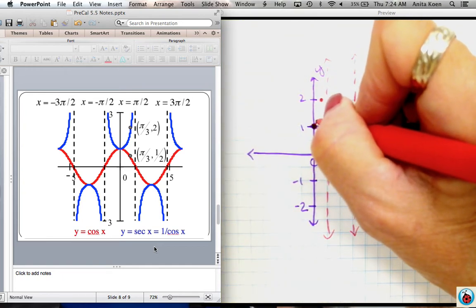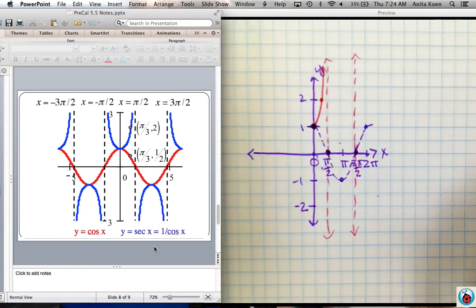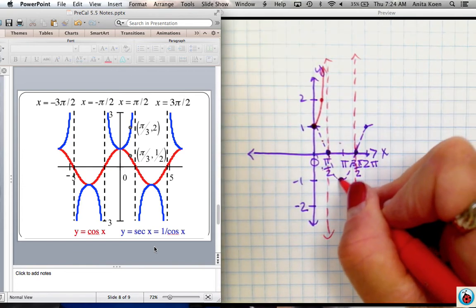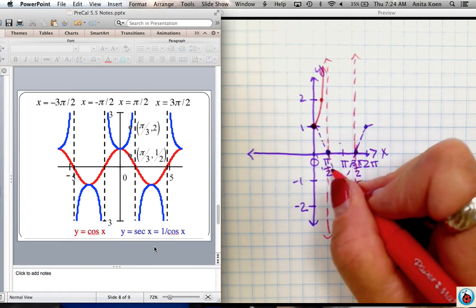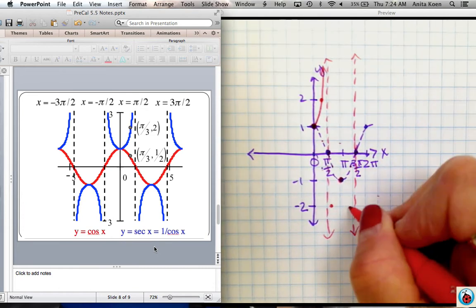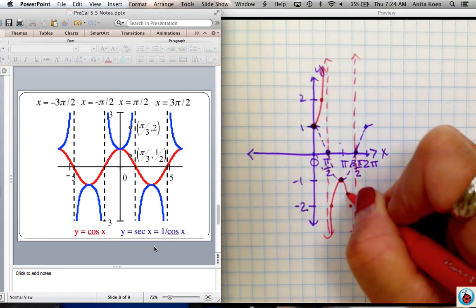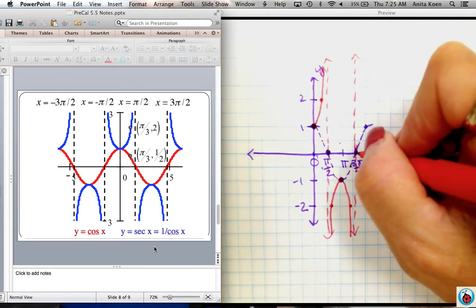So this one we would do this way, and it is going to continue over here and make a U shape. The reciprocal of negative 1 is negative 1. The reciprocal of negative 1/2 is negative 2. So I get this U shape down here. And the same happens over here.